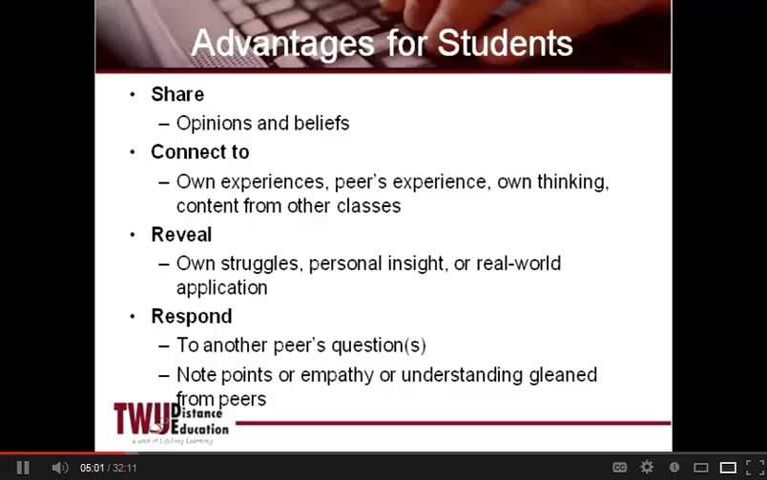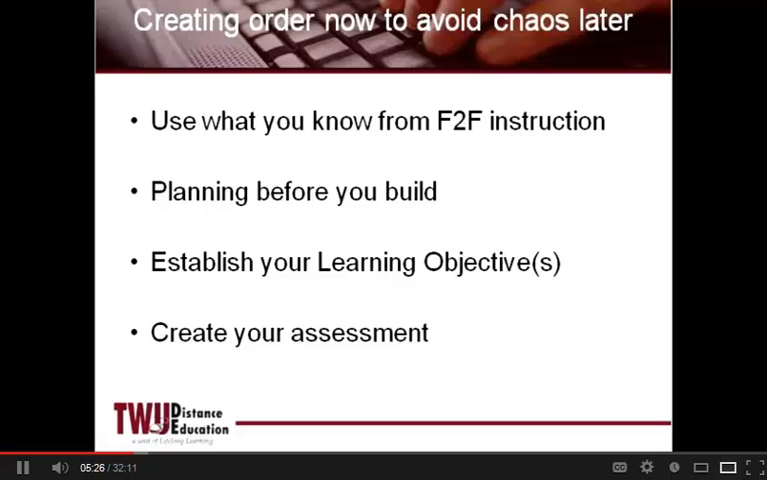The reason I've included these in this session on managing discussion boards is these advantages are things that the instructor can draw from in order to construct the discussion board forums. And you would say, now how is that relevant to managing discussion boards? Well, the reason that I went through the advantages to the instructor and the students is because part of management begins before you even log into Blackboard or even before you go online. It's important to take what you know from face-to-face, who you are as an instructor. All of those elements go into establishing what you want out of that discussion board. Planning before you build is a very, very important part of instructing in the online world.